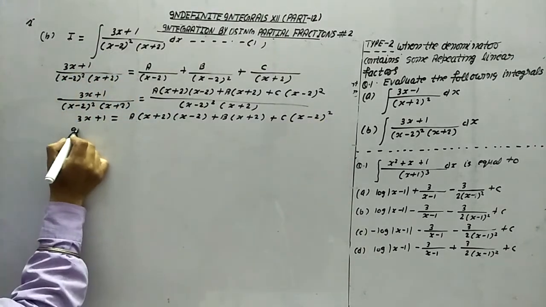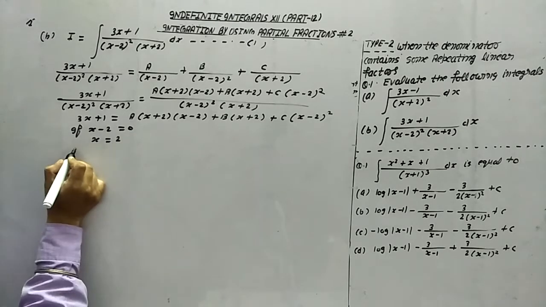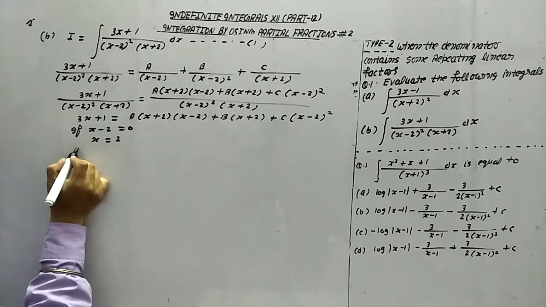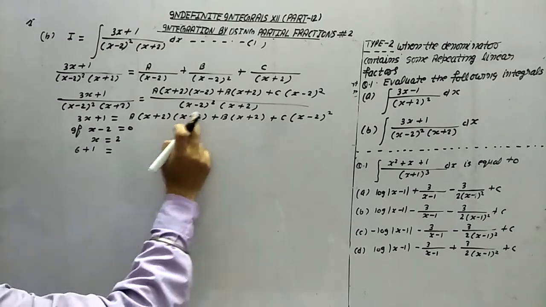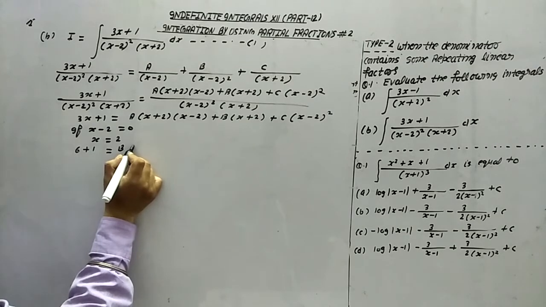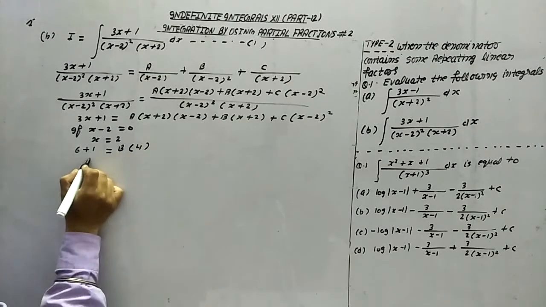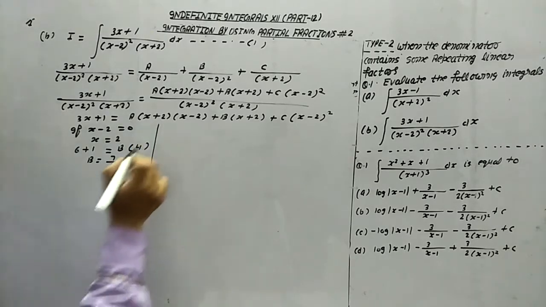Now first of all, if x minus 2 is equal to 0, it means x is equal to 2. Substitute here. It means this becomes 6 plus 1. The x minus 2 terms are 0, so this is 0 and this is 0. It means b into (2 plus 2), that is 4. It means b is equal to 7 upon 4. This is the part for b.